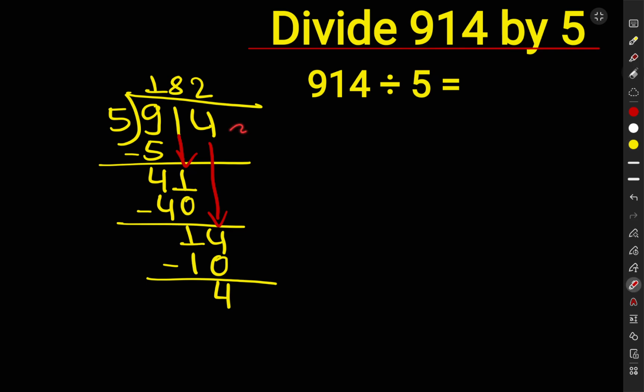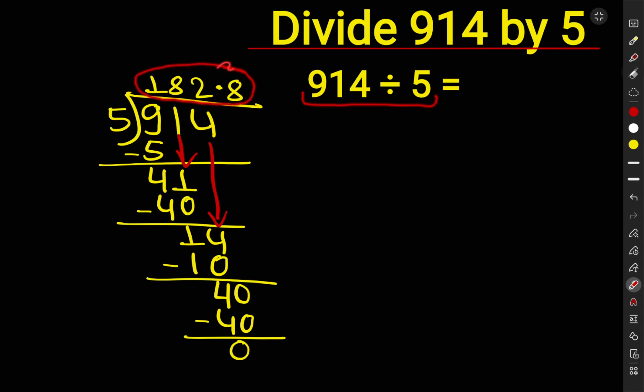So now we have no other number to put down. So we take a decimal here, so that we put 0. So it is 40 and 5 times 8 is 40. On subtracting we get 0. So 914 divided by 5 is 182.8.